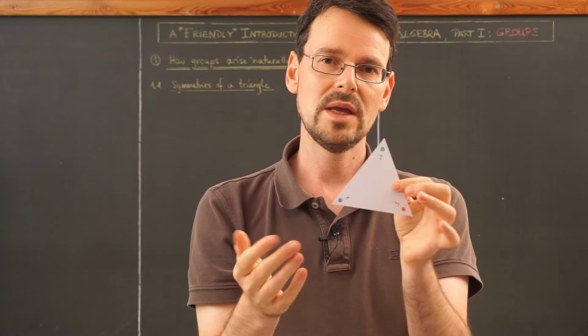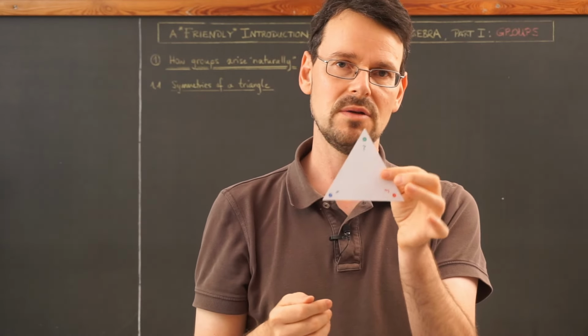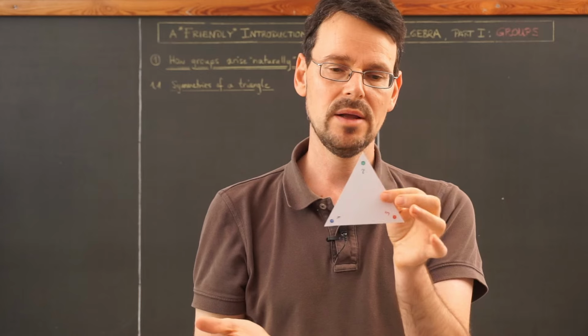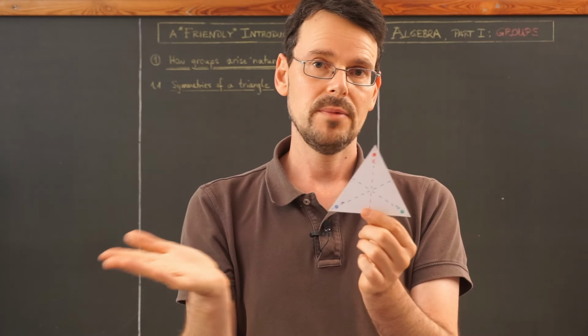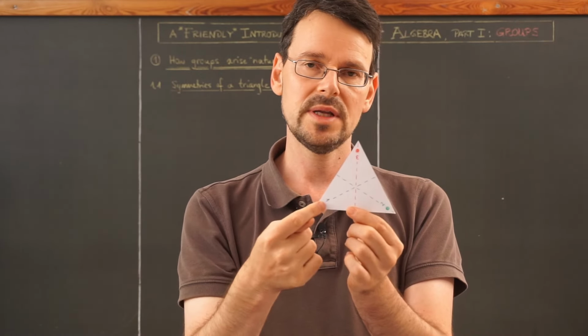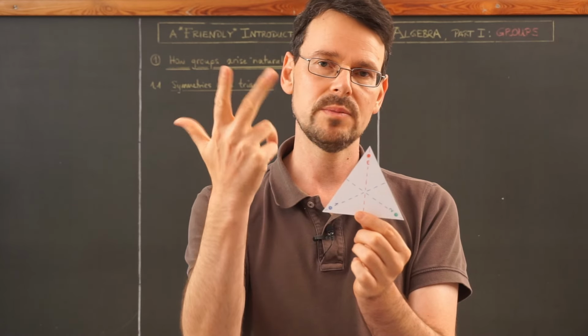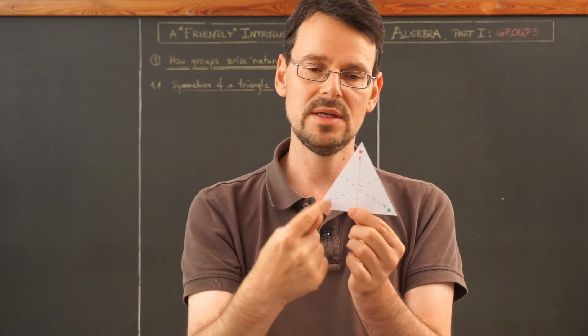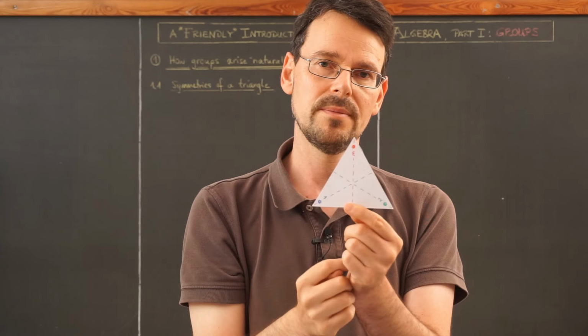So altogether we have found 6 symmetries of this equilateral triangle. Can there be more? Well, no, because for this vertex I have only 3 possible places, namely it stays where it is, or it goes here or here.